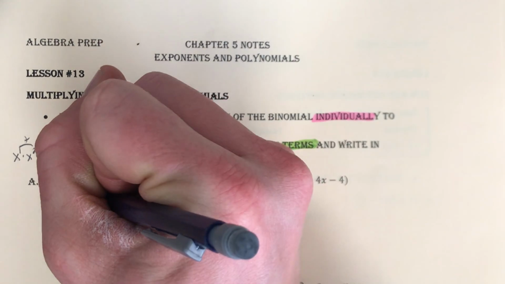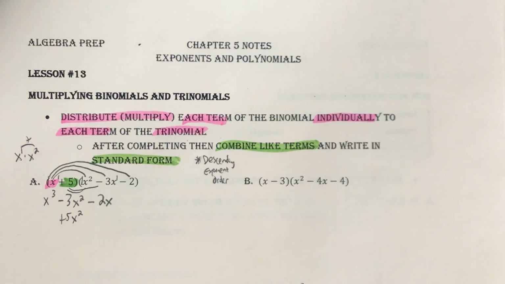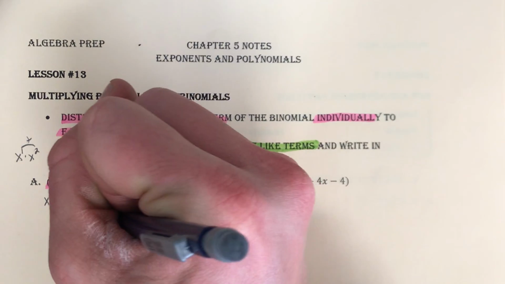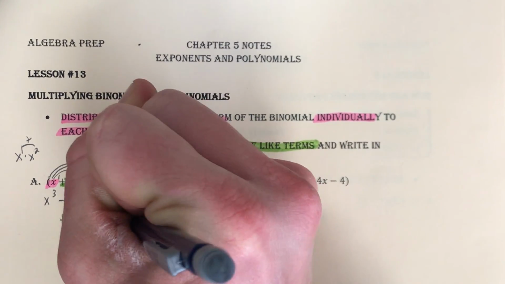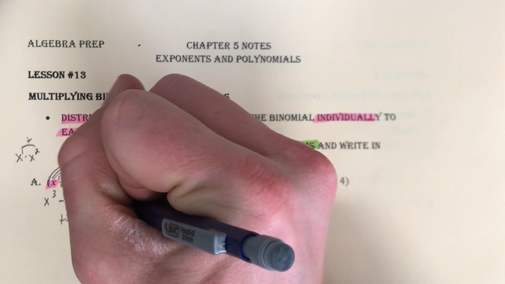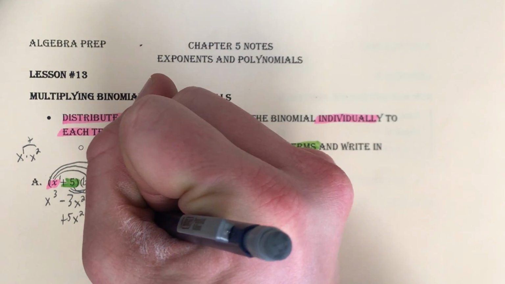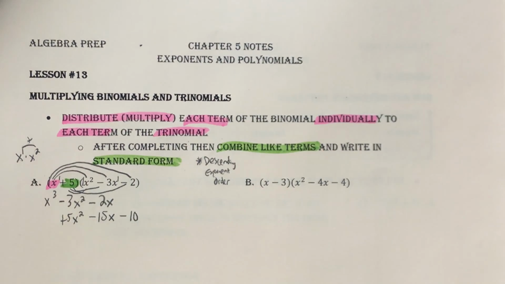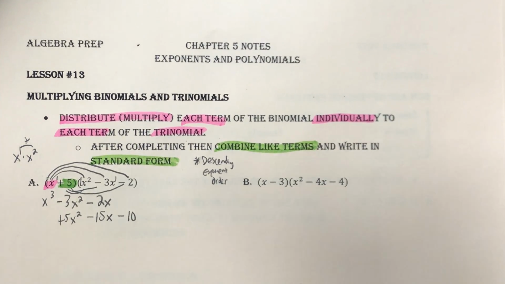Then I'm going to do it again. Positive 5 times negative 3x. Well, positive 5 times negative 3 is negative 15. The x here has nothing to multiply with, so bring it down as well. And then my last term, positive 5 times negative 2. Well, positive 5 times negative 2 is negative 10.